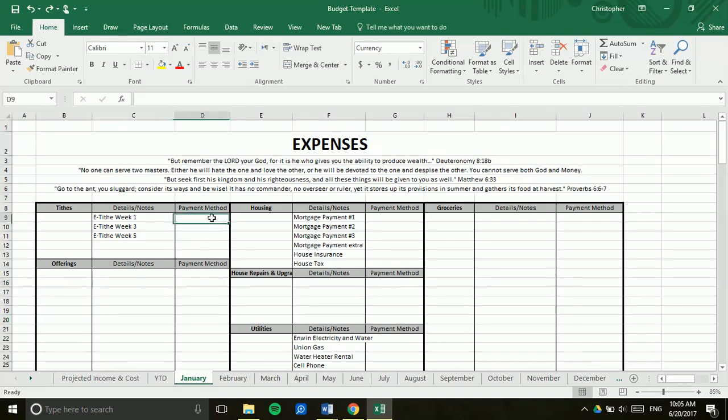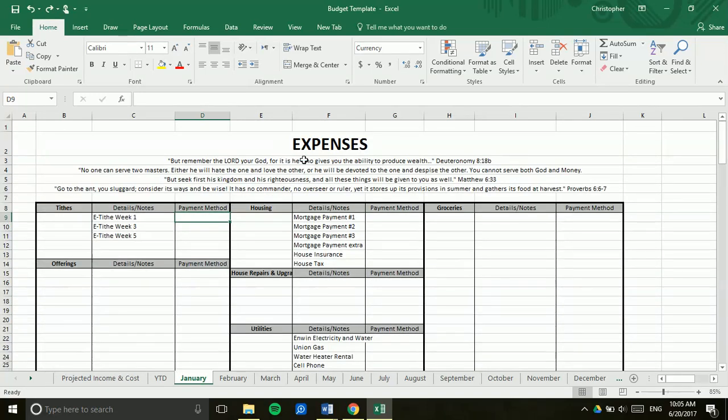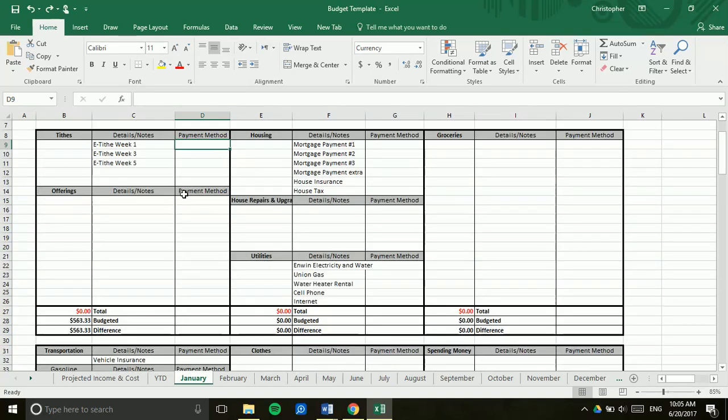Then you can record your payment method. So it's kind of like expense, details, payment method. You can keep track of payment method if you want, debit, credit, etc. Maybe direct giving, and it'll keep track there. You've got some verses there to help keep track spiritually, to remind yourself each time you look at this. Over here we have the totals then.